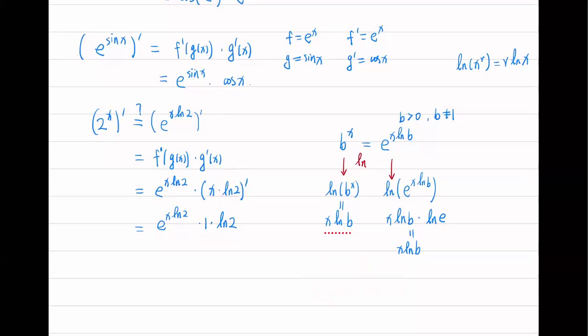Okay, so now we can switch it back. So 2 to the x is this. Now we can switch it back to 2 to the x. We can simplify our formula.